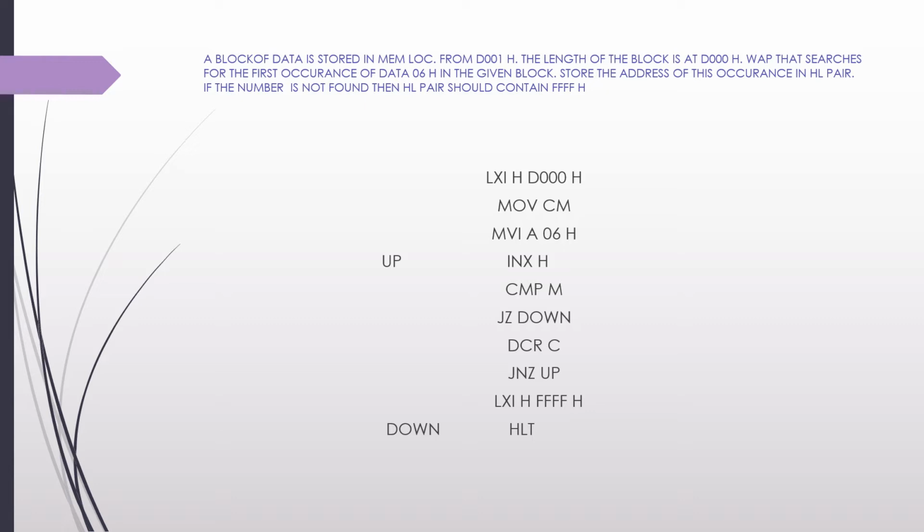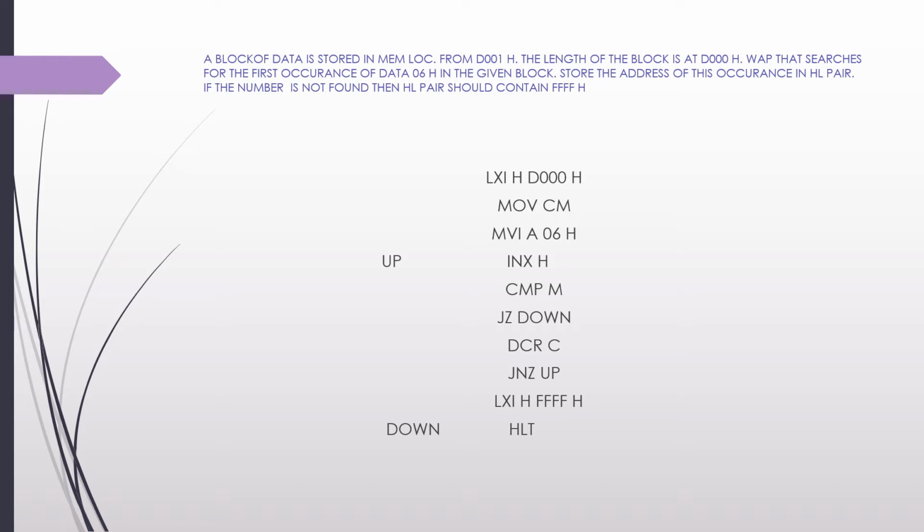If not, meaning the contents are not the same, then jump on zero is not true. It is going to continue. So you are going to go to the next memory location. How do you go to the next memory location? By decrementing the counter and jump on no zero. If the counter is not 0, you're going to go back and go to the next memory location.